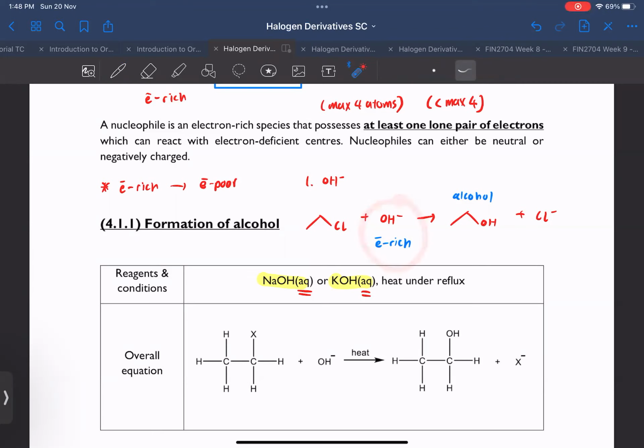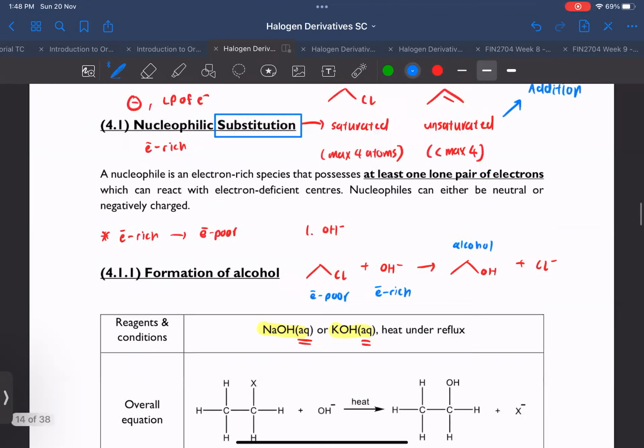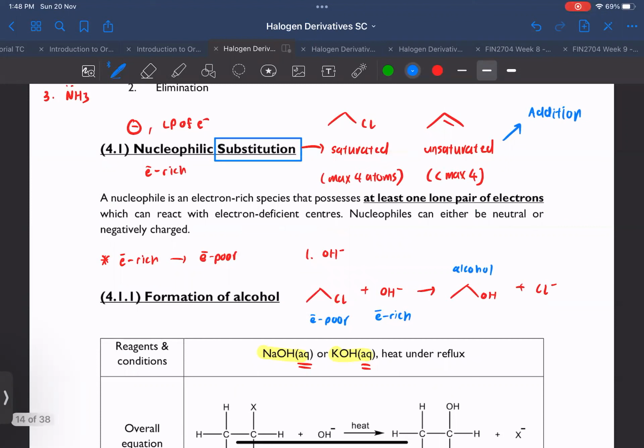This guy is rich, which means this guy here must be electron poor. But can someone just tell me what part about this molecule is poor? Remember, for poor, you usually see either partial charges or full positive charges. So what part about the halogenoalkane makes it poor such that the nucleophile can attack it? Any idea? Okay, I won't give you all the answer. Let's try.